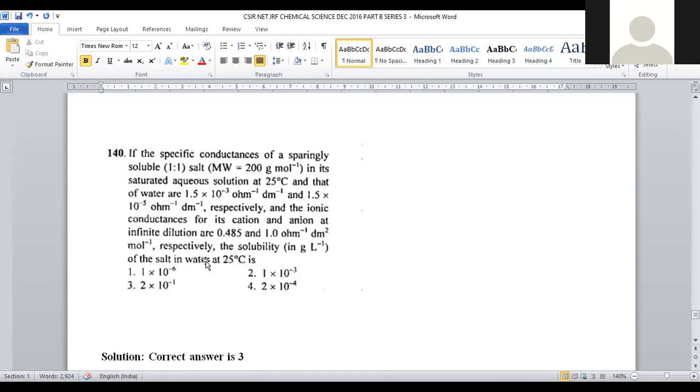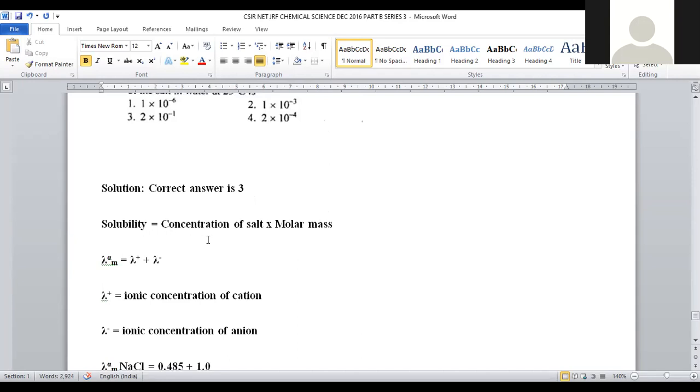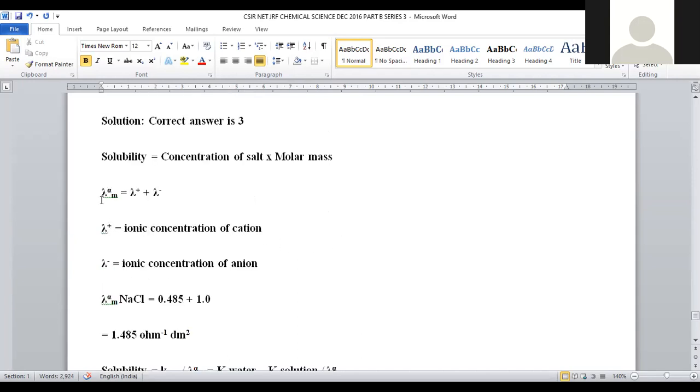This is a question from chemical equilibrium, solubility to be predicted. Right, let us see. Solubility is equal to concentration of salt into molar mass. It is simply given as solubility, lambda alpha m. These are the limitations, given by lambda positive, lambda negative. This is called Kohlrausch law.